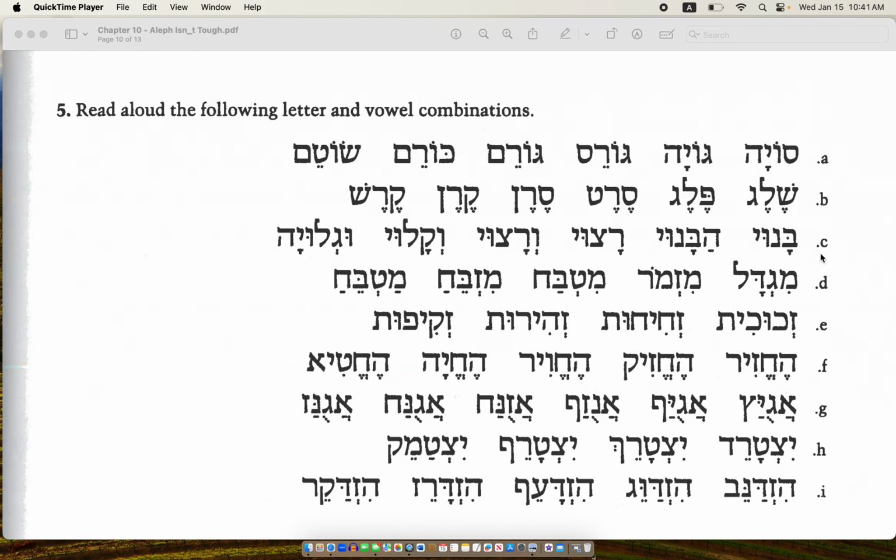Line C, banui, habanui, ratsui, viratsui, vikalui, ugluya. Again, it doesn't have this ui rule because, for one, it's not at the end of a word, and this yud has a vowel sound underneath that we need to make sure we honor. Ugluya.